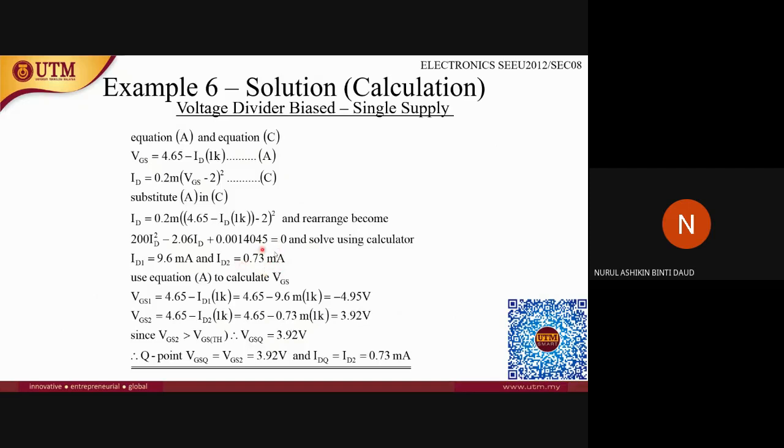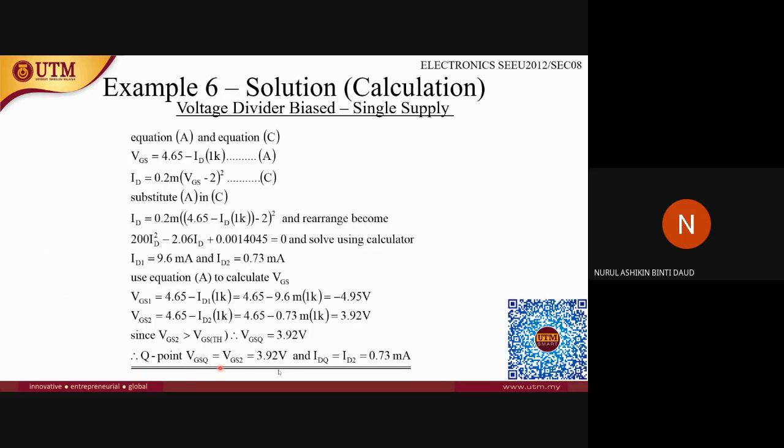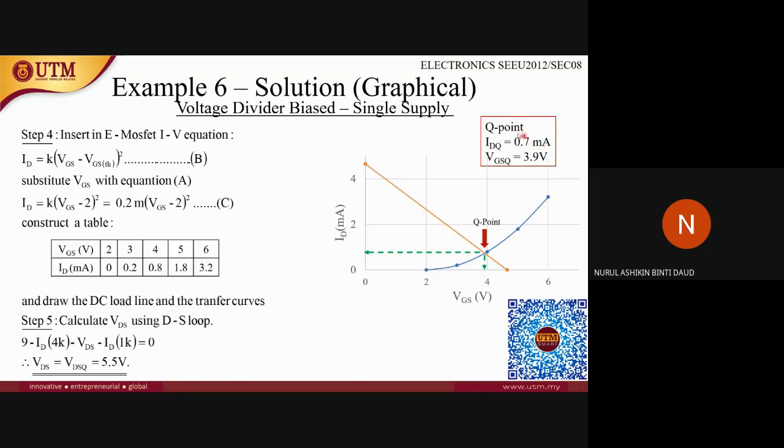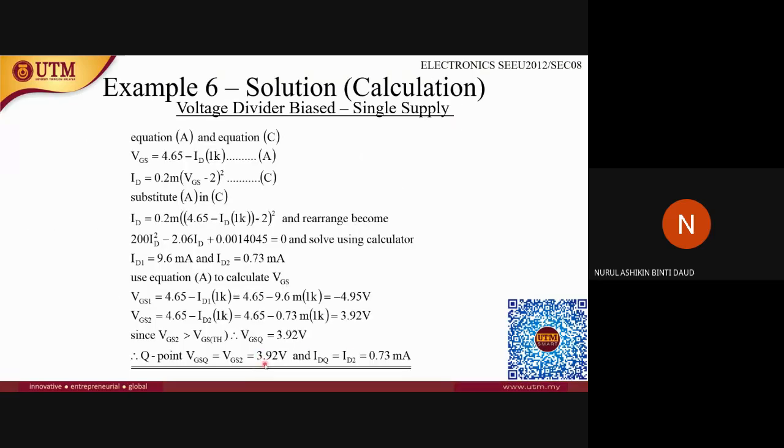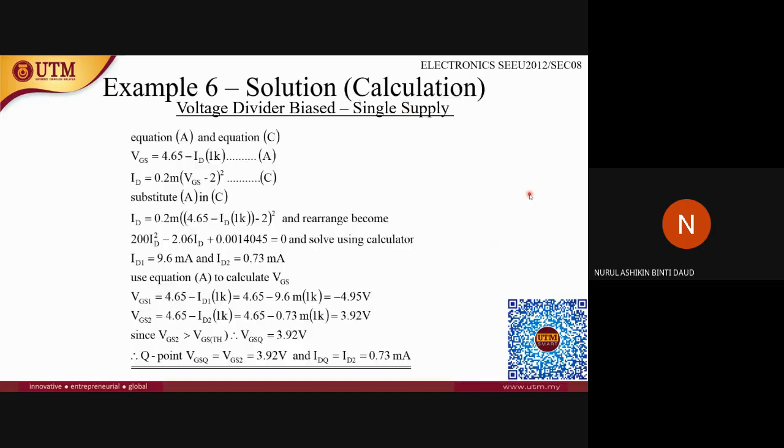So by using this IDQ value, then you can solve the VDSQ by the same method as this. So you can see your answer is not so far different. 0.73 milliamps using calculation, 0.7 milliamps using graphicals, and the value of VGSQ 3.92 using calculation, 3.9 using graphicals. So either one is correct.